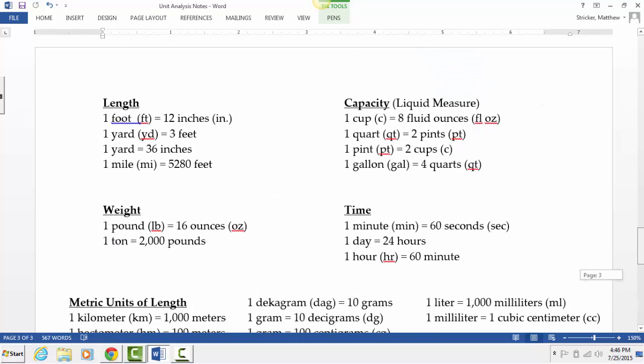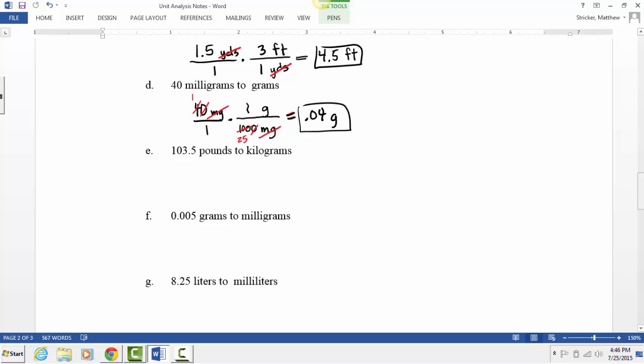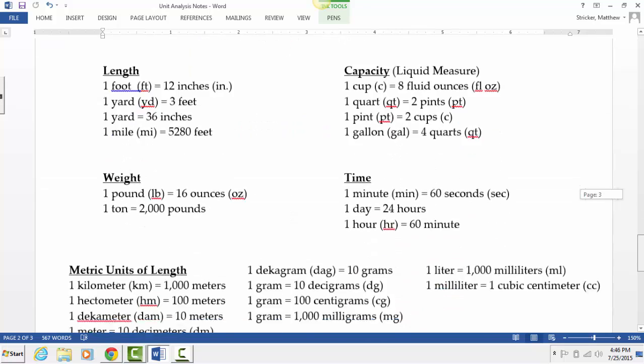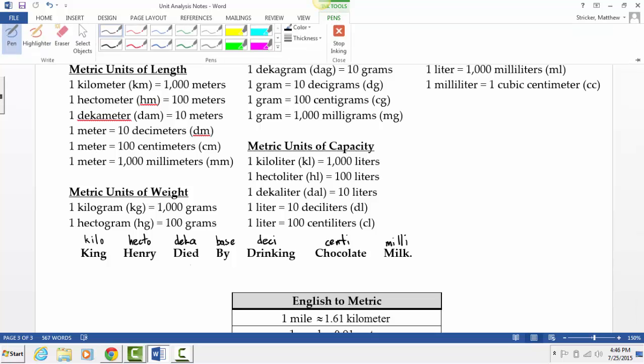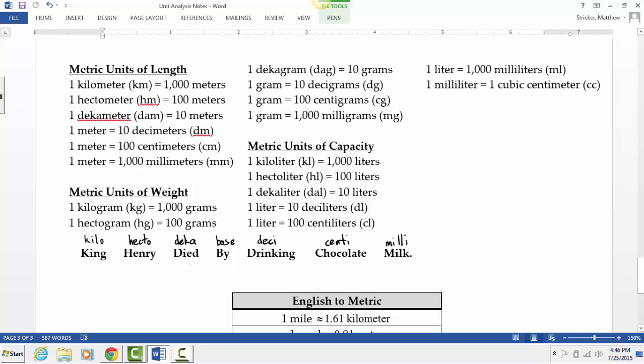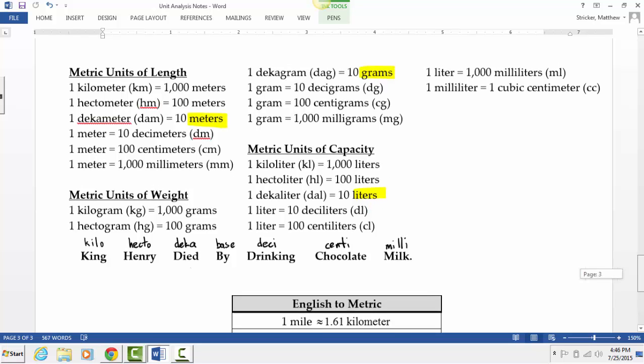Alright, so what you want to do is take what you were given. This is another way of doing these problems. Take what you're given, the 40 milligrams, and notice we want to go to grams, and the grams are the base units. So in this chart, the base units are either going to be meters, grams, or liters. It's meters if you're talking about length, it's grams if you're talking about weight, it's liters if you're talking about capacity.